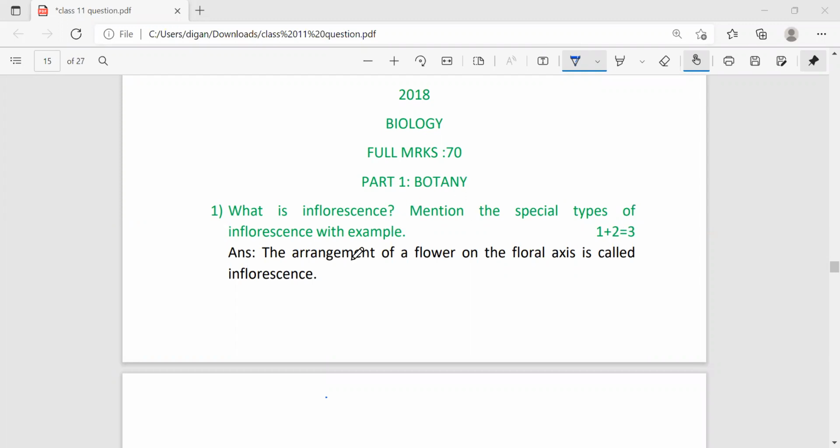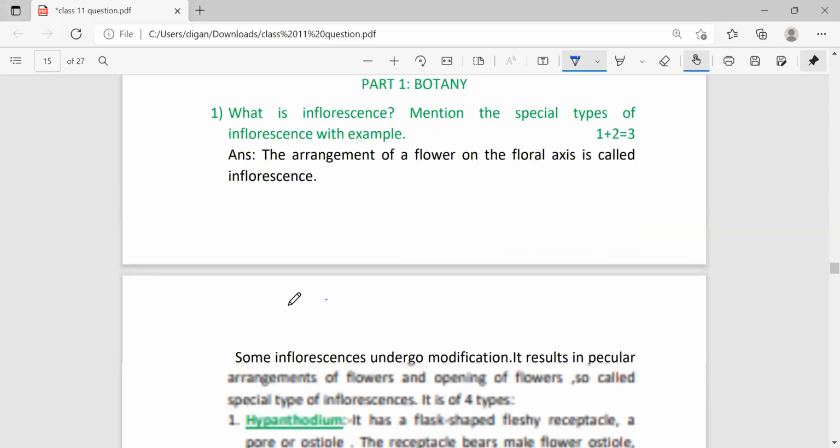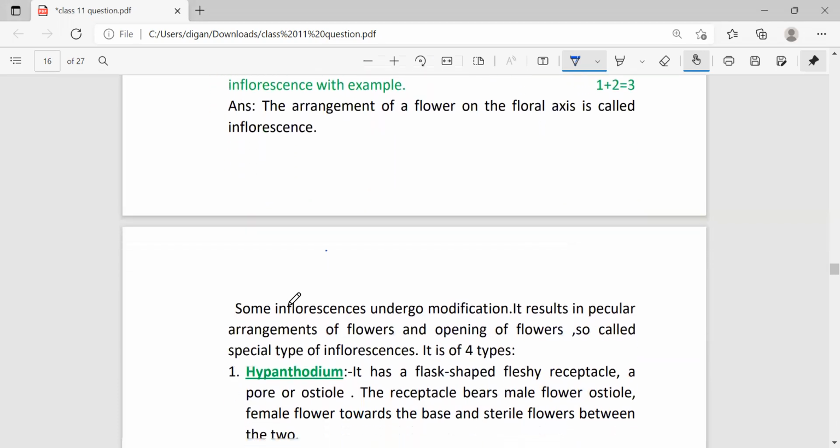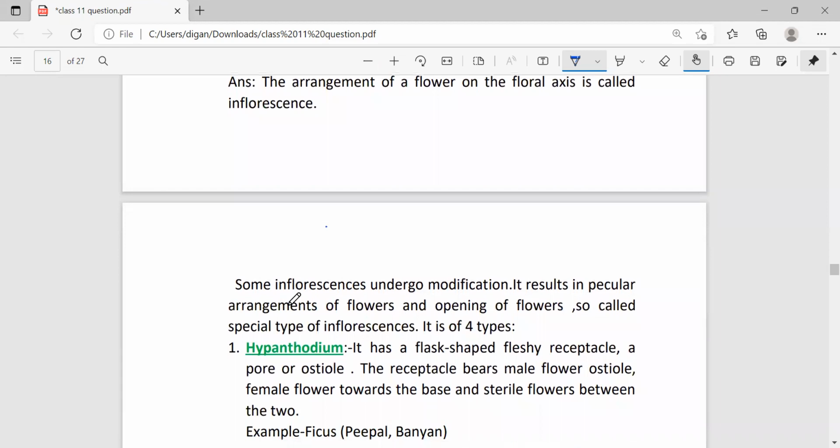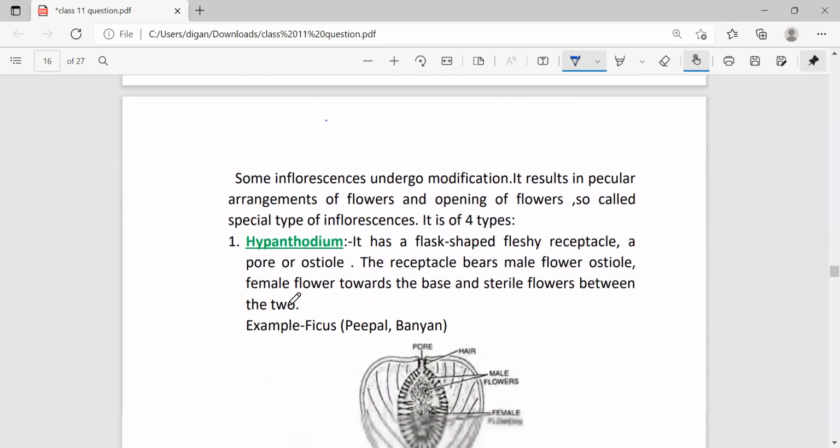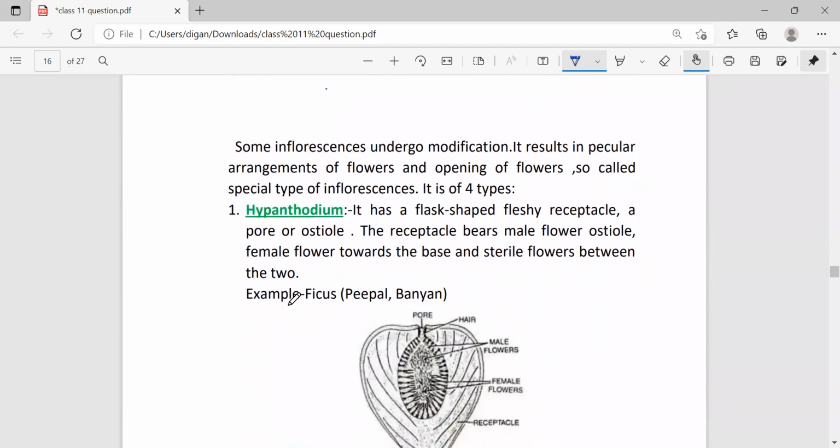So first come to the definition of inflorescence. The arrangement of flowers on the floral axis is called inflorescence. This is the definition. Then in the next part, mention the special types of inflorescence. Special types of inflorescence means, except the normal types, sometimes in some plants special arrangements of flowers are seen. And these 4 types of inflorescences come under special types of inflorescence.